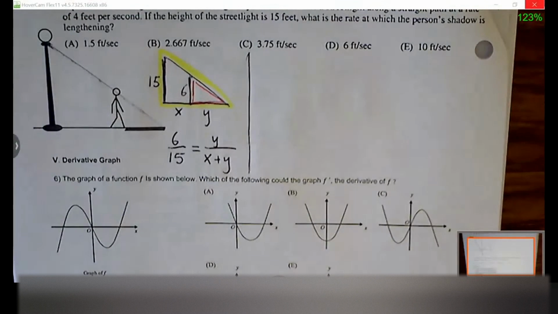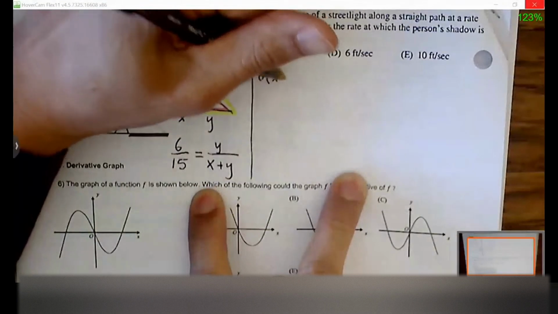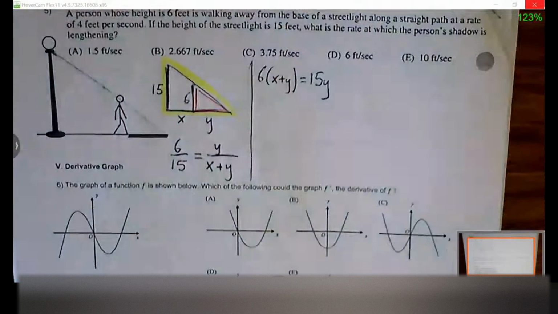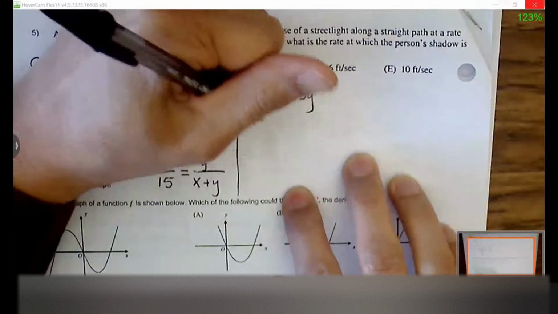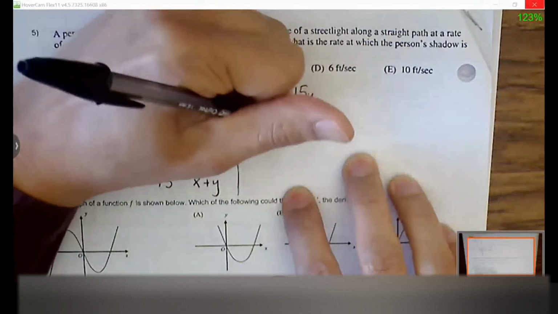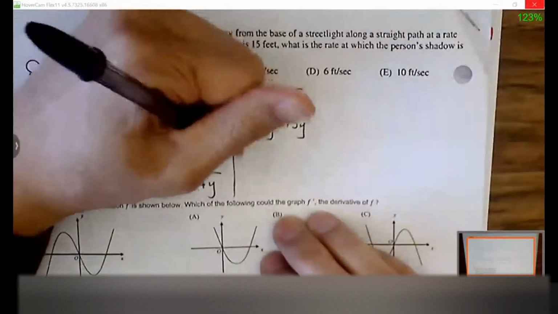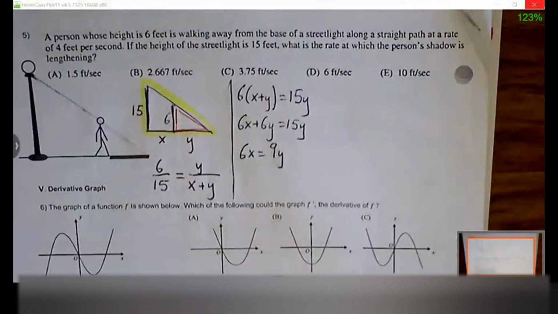What we're going to do is cross multiply, clean the equation up, combine like terms, and then we'll find the derivative, and that's where the d over dt will show up. Distribute the x through, distribute the 6 through. Combine like terms, subtract 6y from both sides. And now we're going to find the derivative.